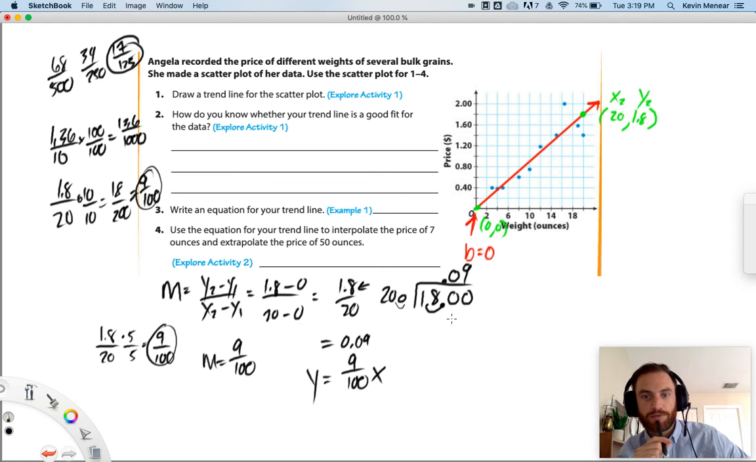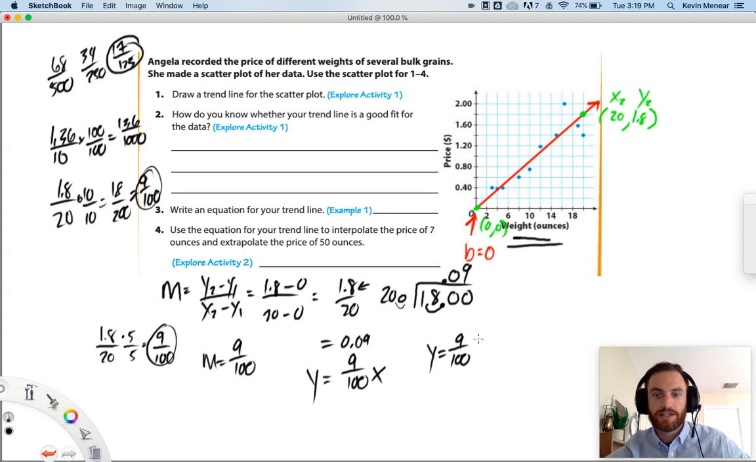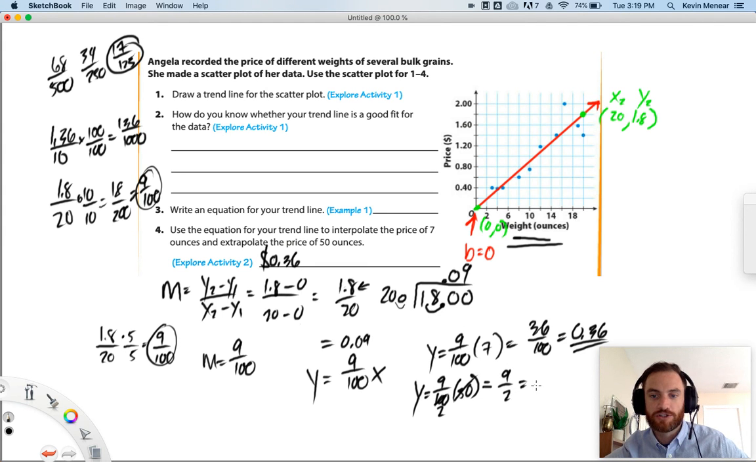Use the equation for your trend line to interpolate the price of 7 ounces and extrapolate the price of 50 ounces. So the ounces is the x-axis. So for 7 ounces, I would just do y equals 9 over 100 times 7, which is 36 over 100, which is 0.36. And this is in dollars. So it would be 36 cents or $0.36. And then extrapolating for 50, it would be 9 over 100 times 50. I know 50 over 100 is 1 over 2. If I cross that 50 out and take 50 away from there, it becomes 2. So that becomes 9 over 2 or 4.5. Okay. So for 50 ounces, it's $4.50.